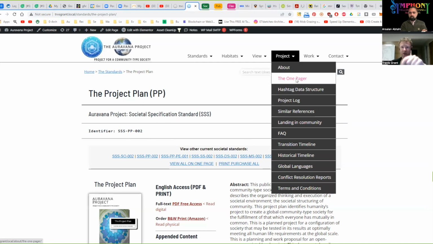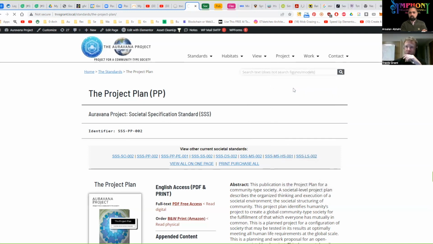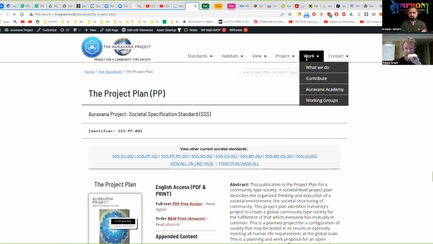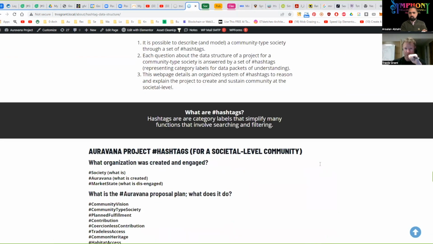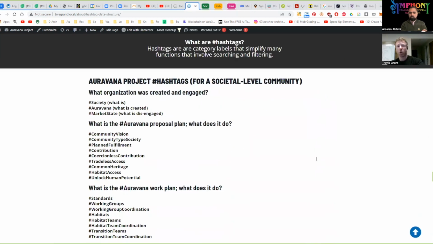Not a lot of this is online, but I'm just going to bring up the one pager and the hashtag data structure for the project. So this is the hashtag data structure. What organization was it created and engaged? So essentially we're just looking at a data structure. I'm just putting hashtags in front of it.